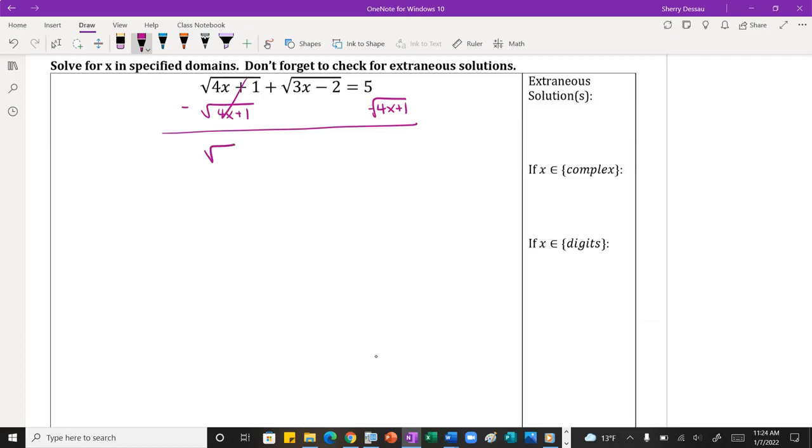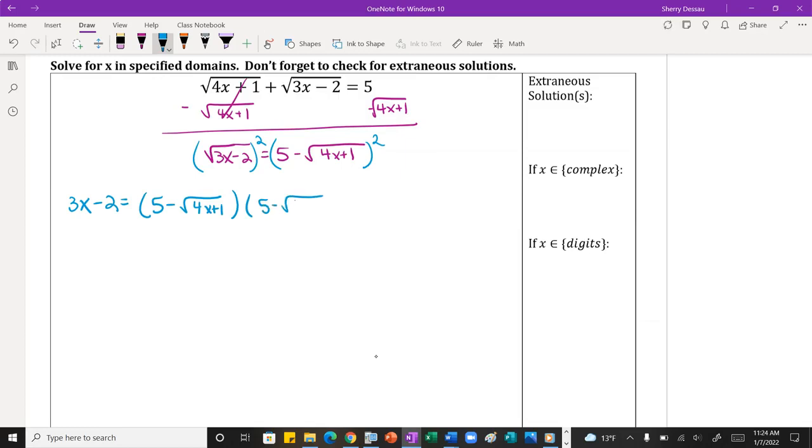And I have the square root of 3x minus 2 equals 5 minus the square root of 4x plus 1. Now I'm going to go through that process to cancel the square root by squaring both sides. On the left here, I'm going to move over for space. I have 3x minus 2 equals, now this means I have two of these, 5 minus the square root of 4x plus 1. And 5 minus the square root of 4x plus 1.